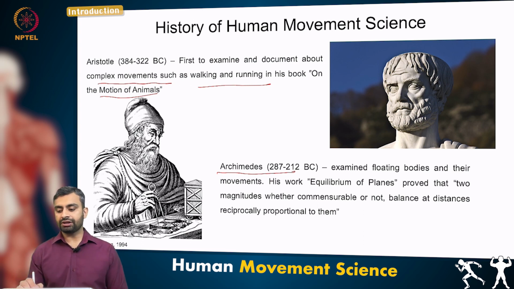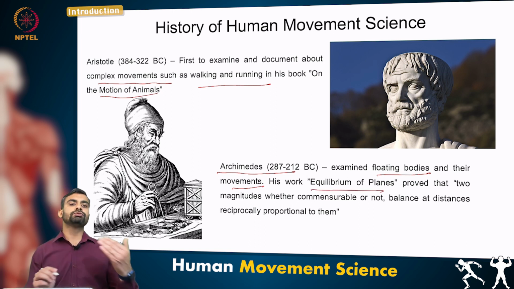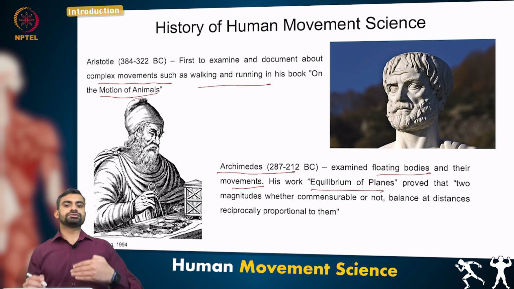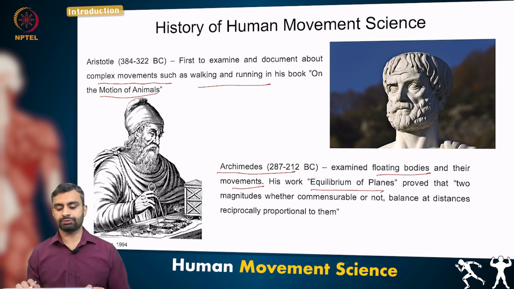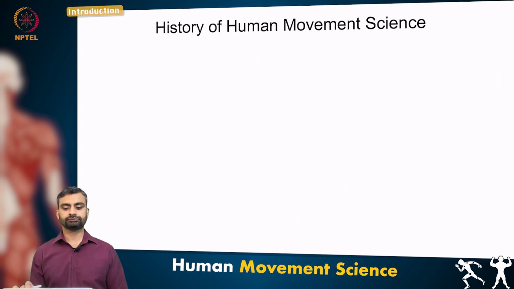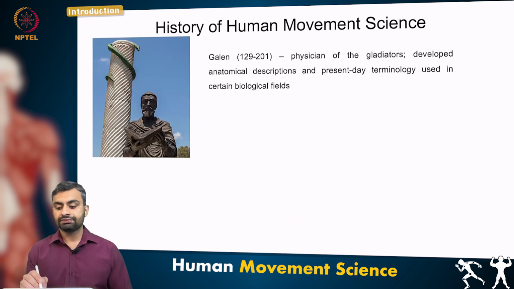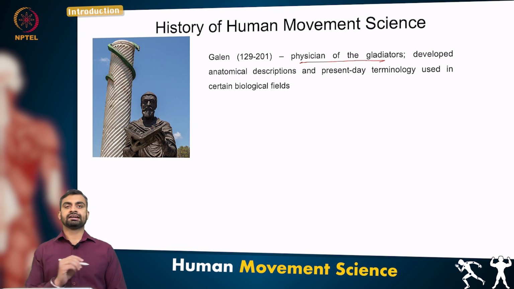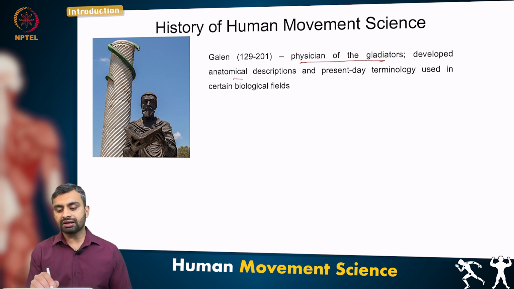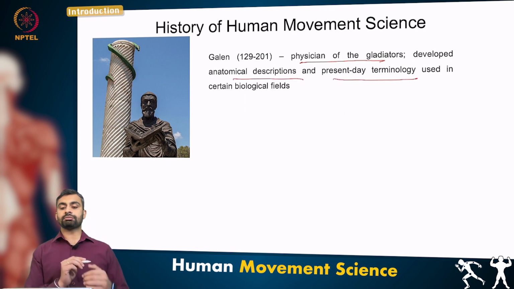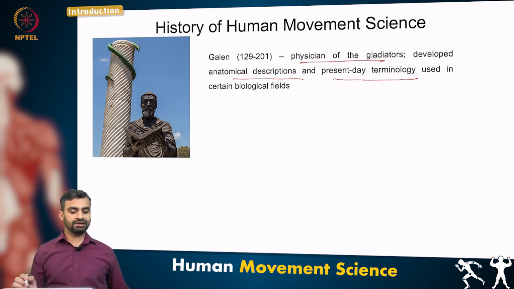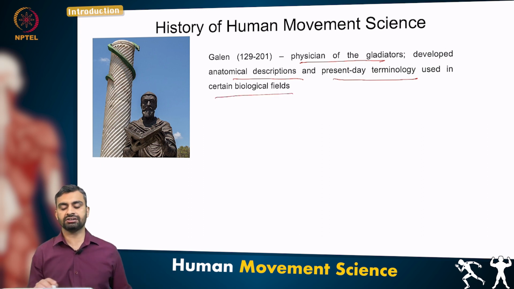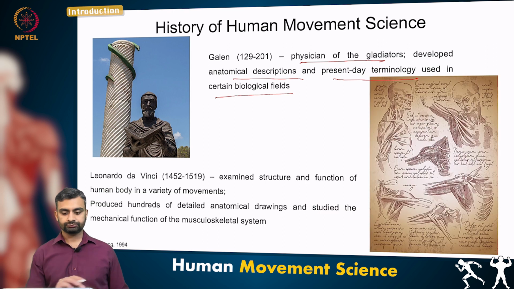He examined floating bodies and their movement. His work on the equilibrium of planes proved that two magnitudes, whether commensurable or not, balance at distances reciprocally proportional to them. Galen, a physician of gladiators, developed anatomical descriptions, and the terminology used at that time is still used in certain biological fields today.